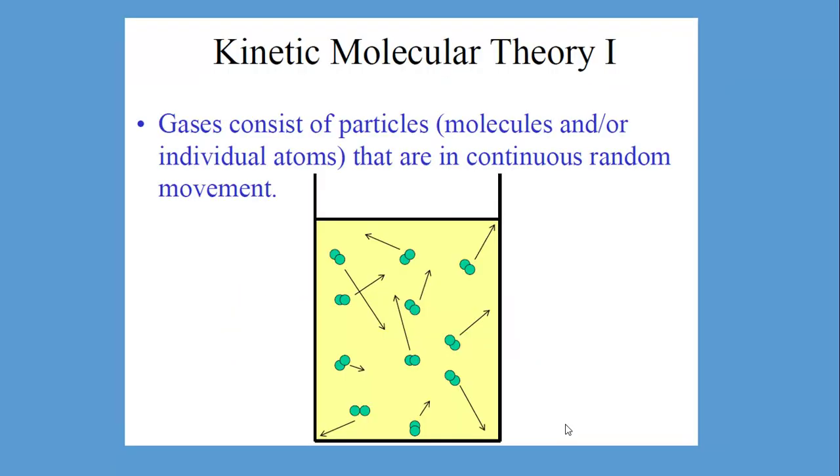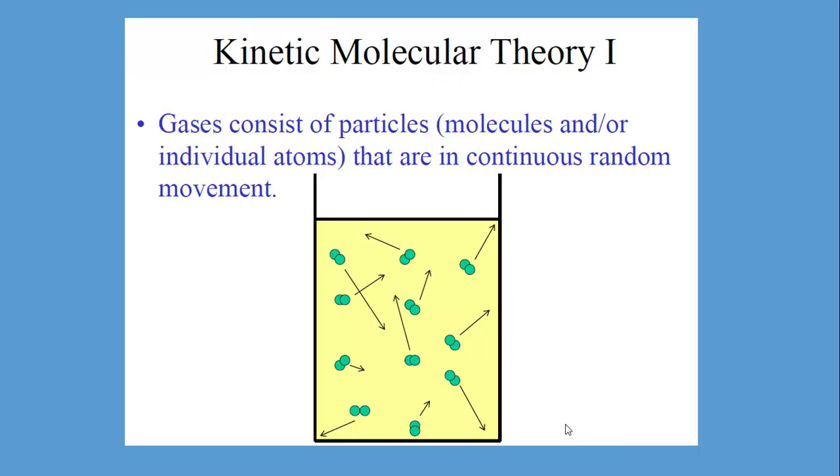First off, kinetic molecular theory is basically just telling us about gases in general. Gases consist of particles, and those particles could be molecules, like water molecules, or individual atoms like argon. Molecules could also be the diatomics, like nitrogen, N2, or oxygen, O2. And they are in continuous random movement. That's how gases behave.